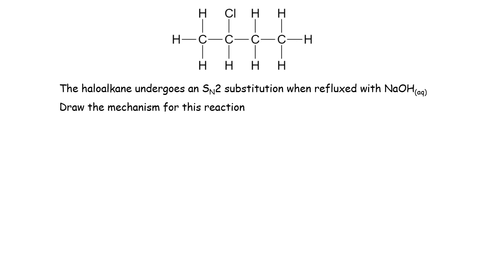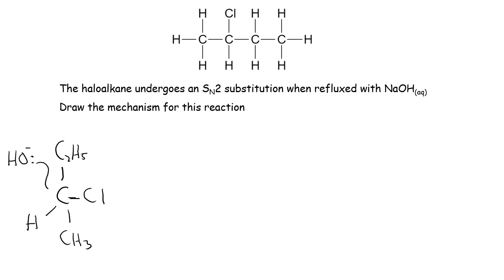Right, in this one, we've been asked to draw the SN2 substitution. So what I'm going to do is I'm going to draw it with the chlorine pointing here. I'm going to draw C2H5, I'm going to have hydrogen and my CH3, and what is coming in is hydroxide. Now hydroxide is going to come in from the opposite side.